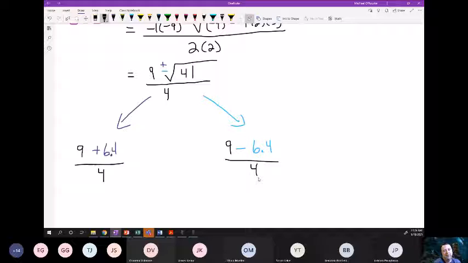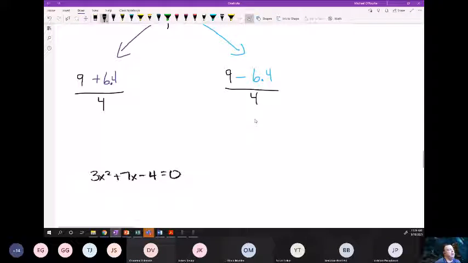And James, congrats on getting the -2 correct. I think you typed it in right before I wrote it in. And then we figure it out from there. This is going to be, what, 15.4 divided by 4? And this is going to be 2.6. 2.6 divided by 4. And you're going to get decimal place answers most of the time for these guys. 2.6 divided by 4 equals 0.65. And 15.4 divided by 4 equals 3.85. So there's my zeros. One zero is at 3.85. My other zero is at 0.65.